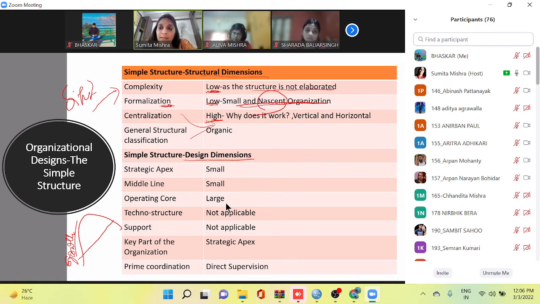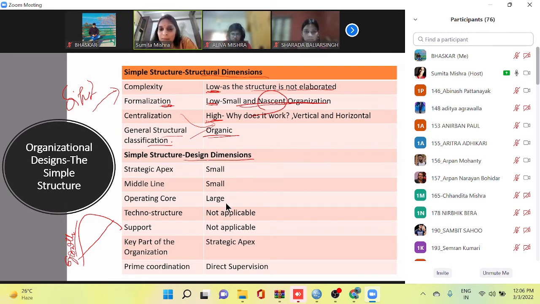Okay. But the general structural classification is organic. Okay. So how will you classify the simple structure? Simple structure is not mechanistic. It's very flexible and it's organic. Why? Because the size of the organization is small. Now come down to design.